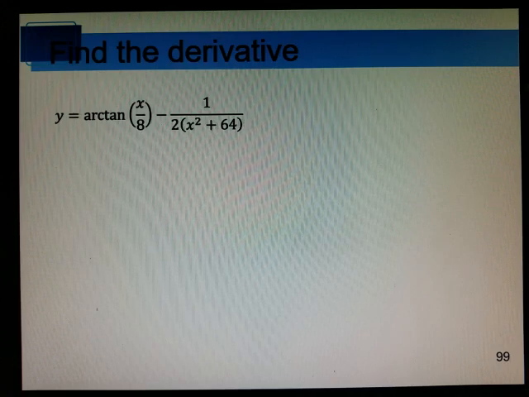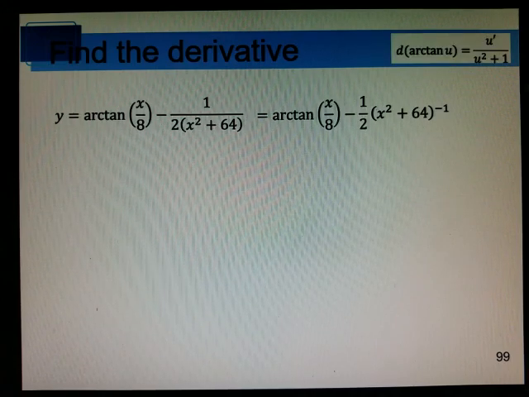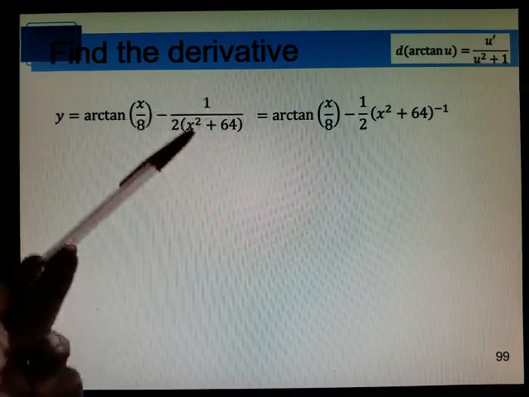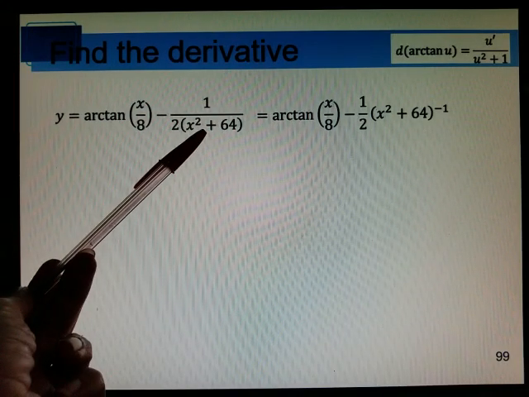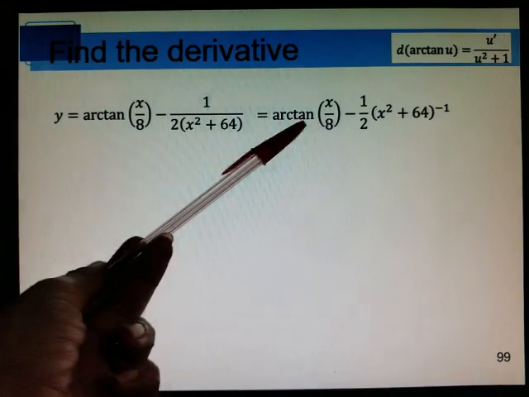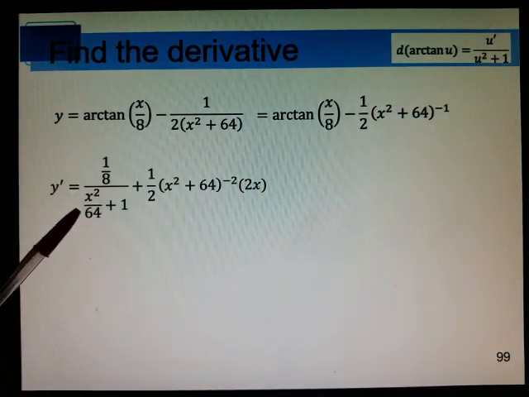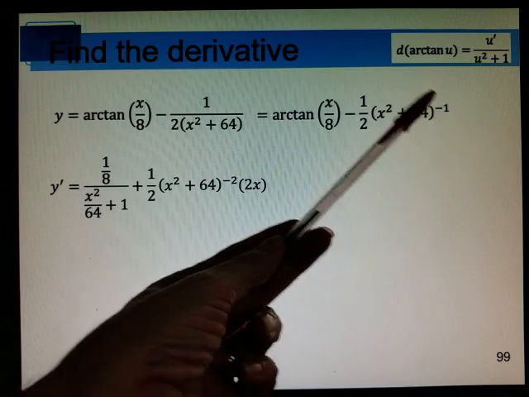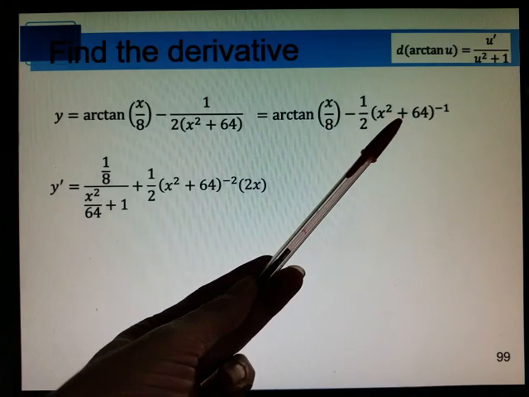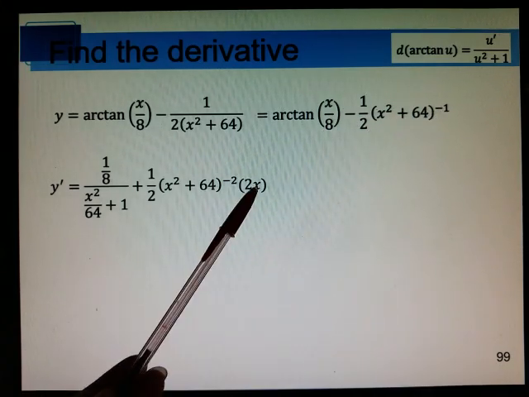All right, need to take the derivative again. So arctangent of x over 8. Then this piece here would be chain rule. I just think of that as a half, and that's that binomial to the negative 1. So this right here, my u prime will be 1/8, and the u squared plus 1. This derivative, negative times that negative, positive a half, everything there to the negative 2. Derivative of what's in there is a 2x.